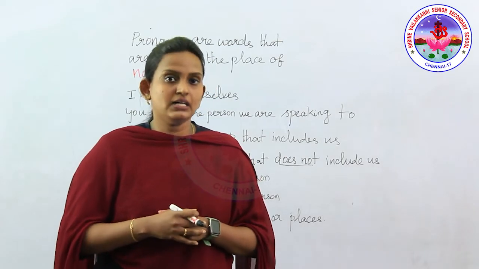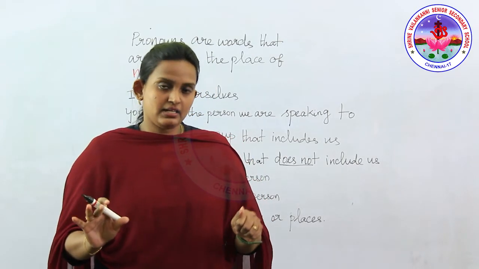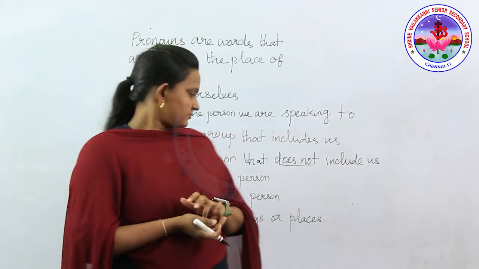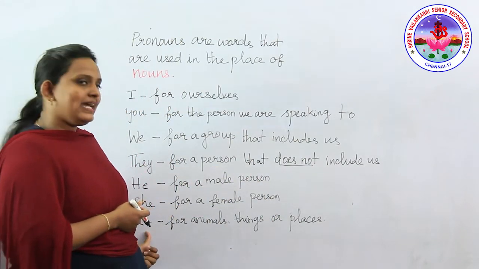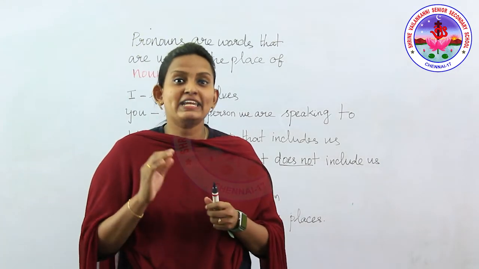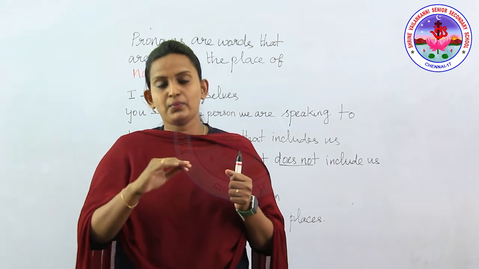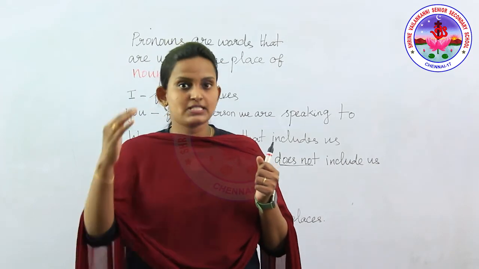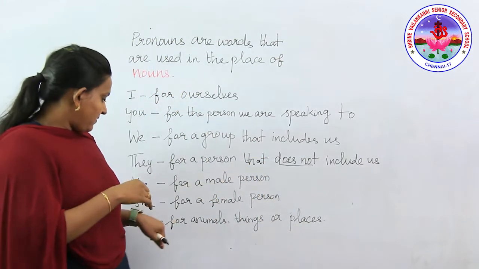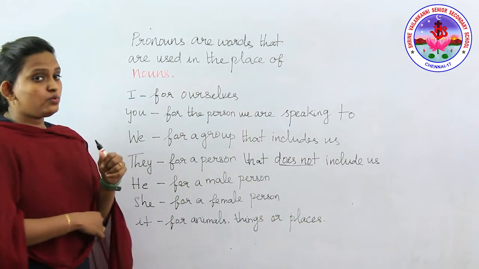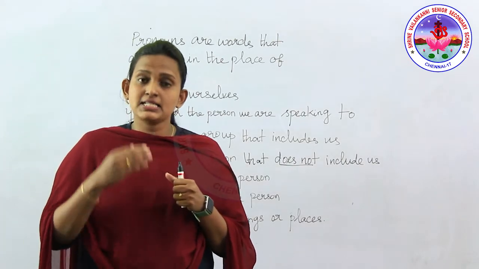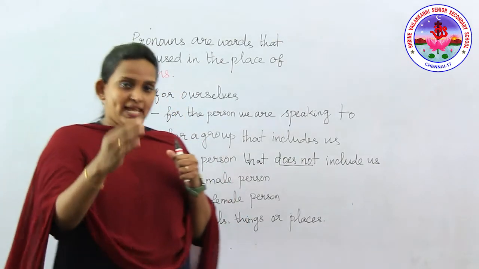Everyone will come under the female person category. So for female, we'll use the word she. And at last, it. So it is always used for non-living things. So far we saw all the 6 pronouns coming under living things. Okay, but the last one, it, we'll use for non-living things. It's nothing but for animals, things or places.